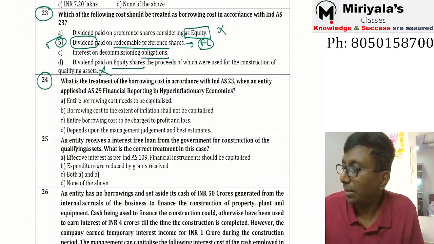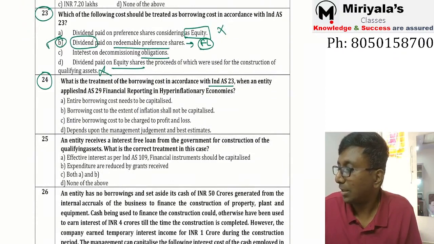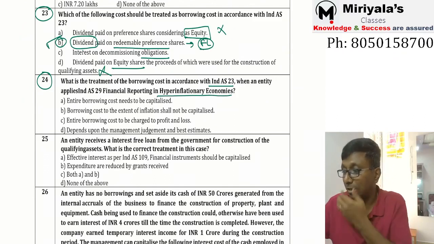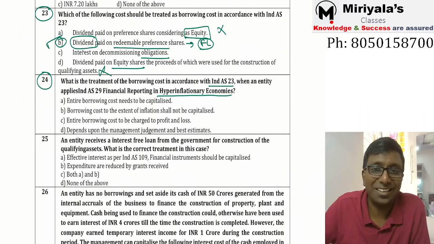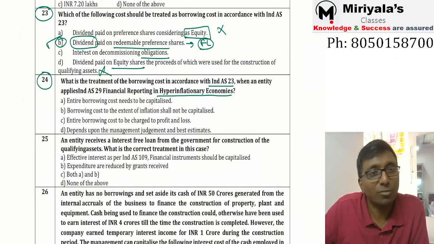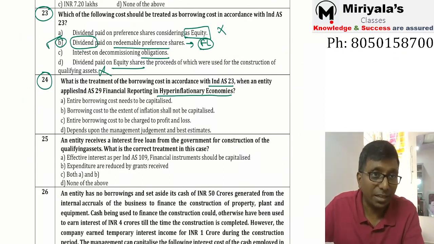What is the treatment of borrowing cost in accordance with Ind AS 23 when an entity applies Ind AS 29, financial reporting in hyperinflationary economies? Even I also don't know. I also never read Ind AS 29 because it's not applicable to our country. We are not in a hyperinflationary economy. Anyhow, let's read the full line once again and we'll answer.